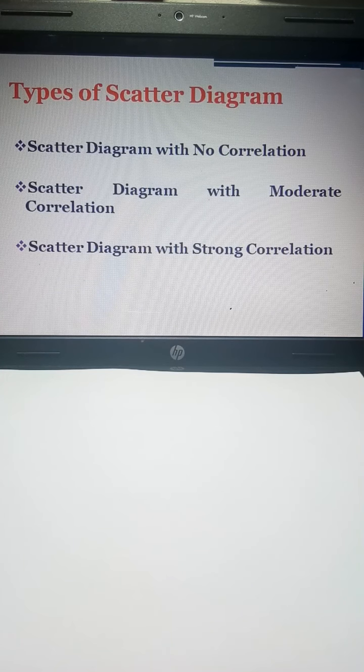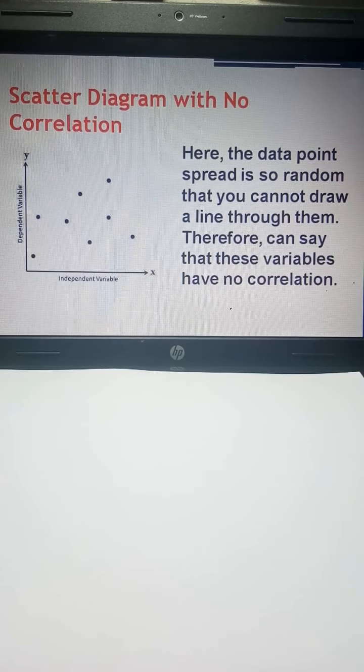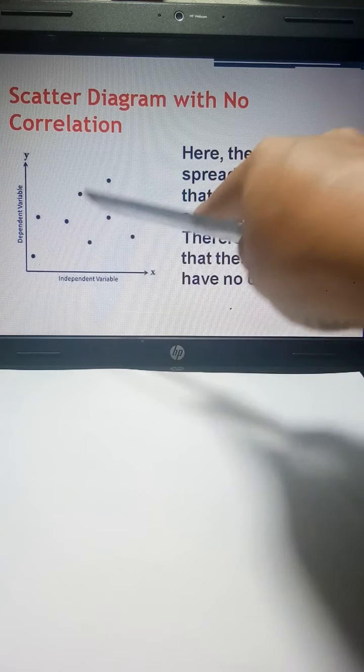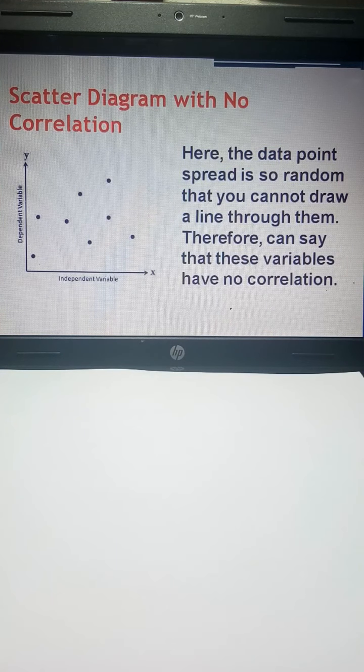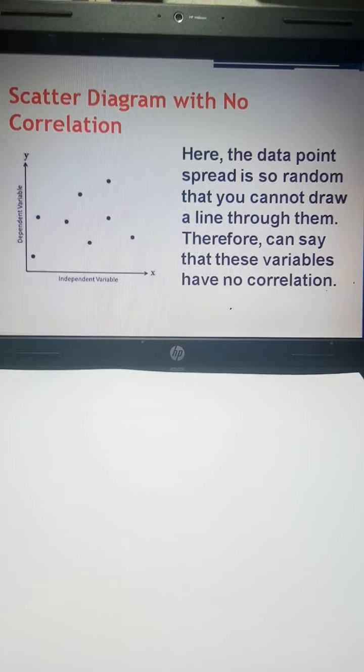There are different types of scatter diagram: scatter diagram with no correlation, scatter diagram with moderate correlation, and scatter diagram with strong correlation. Now we start with the scatter diagram with no correlation. You are looking at the picture, one point is here, the other point is there. As is clear from the picture, there is no correlation between the two variables. In this, the data points spread in such a random manner that we cannot draw a line through them. So we can say there is no correlation between these variables.